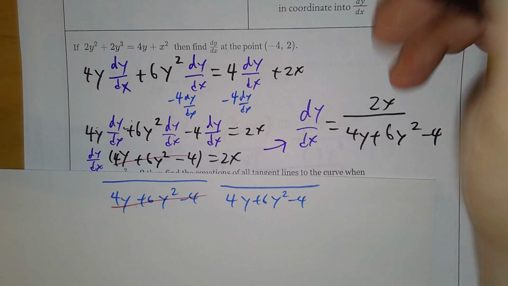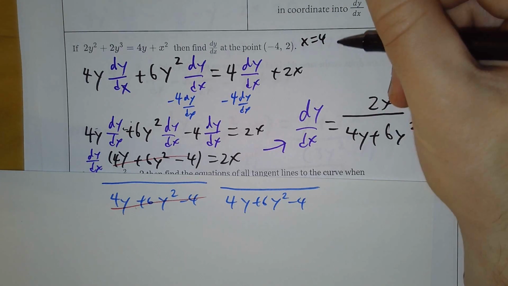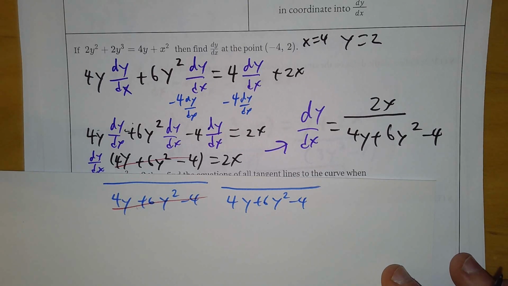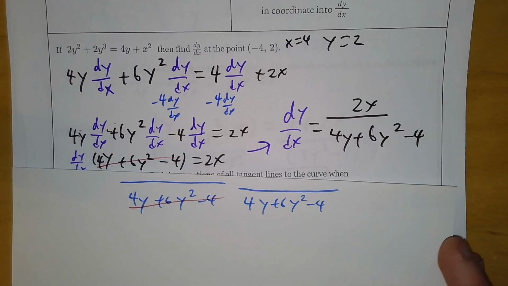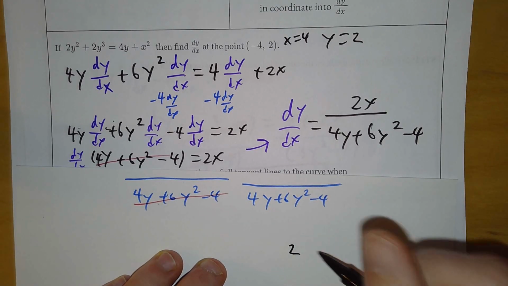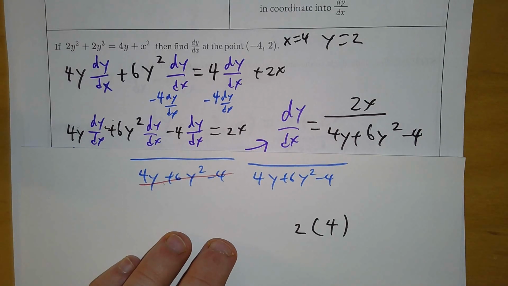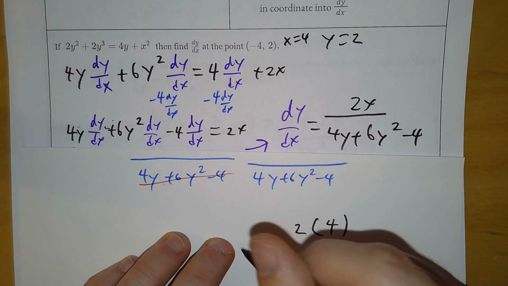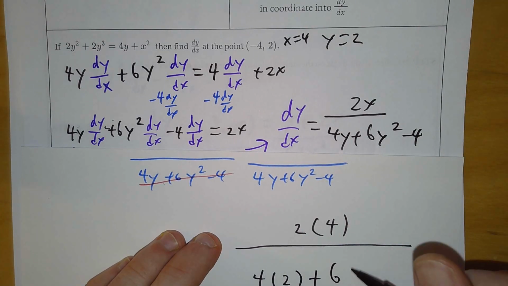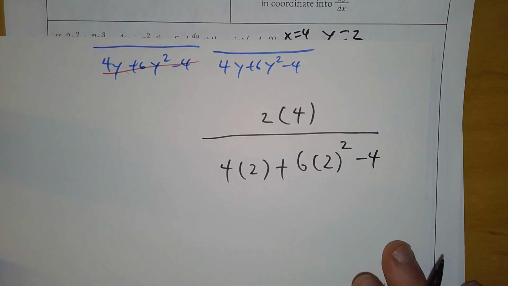Now we're just going to take these coordinates and plug them in. So remember, x equals 4, y equals 2, and very carefully, you're going to input those in. So we're going to do 2 times 4. Remember, parentheses. Wherever there's the value, I'm putting parentheses around it just to make it super clear. 4(2) plus 6(2) squared minus 4. Don't get lazy with the order of operations, guys.